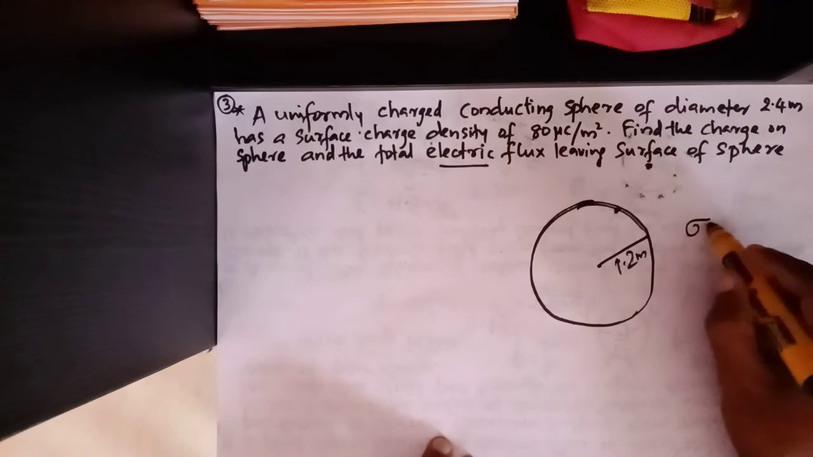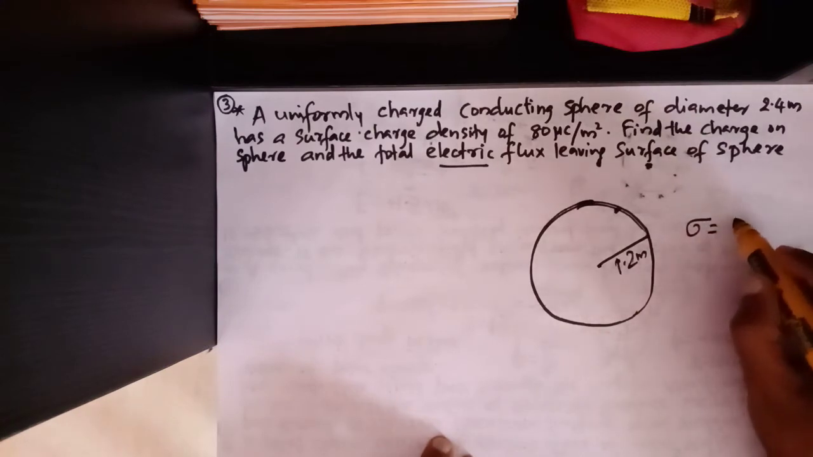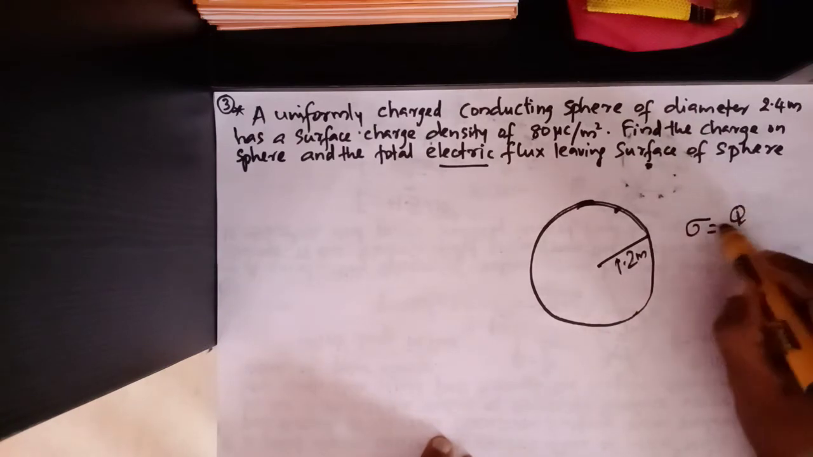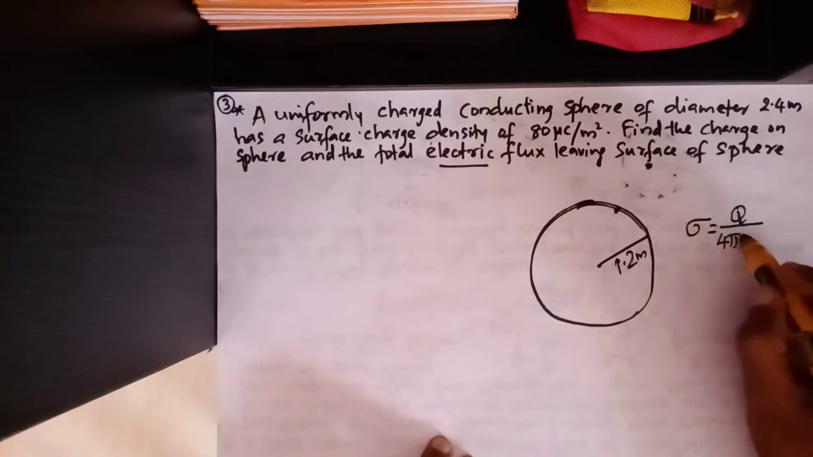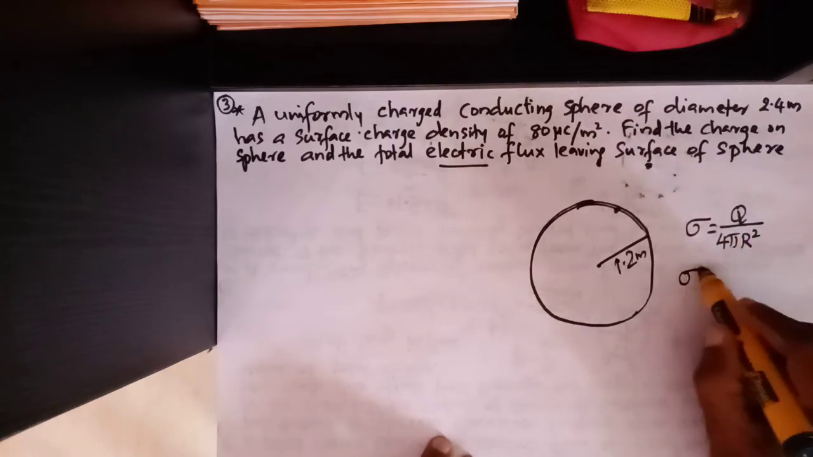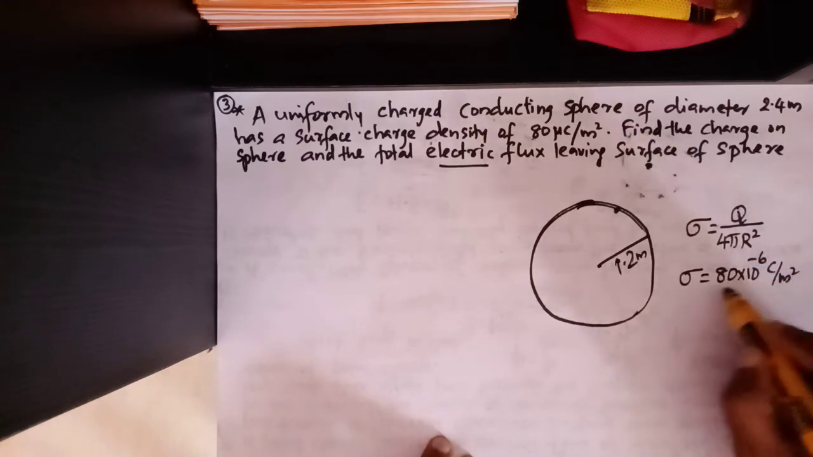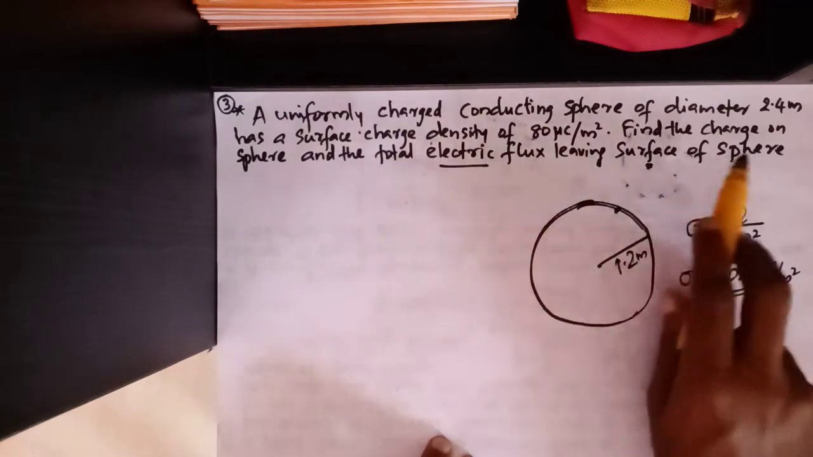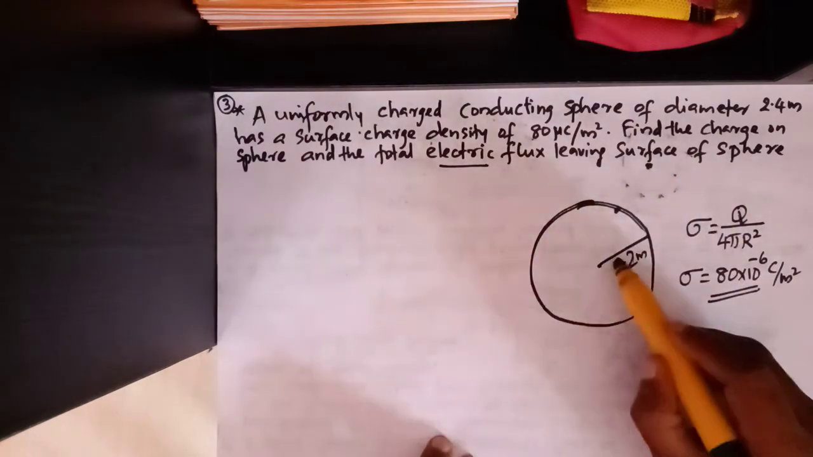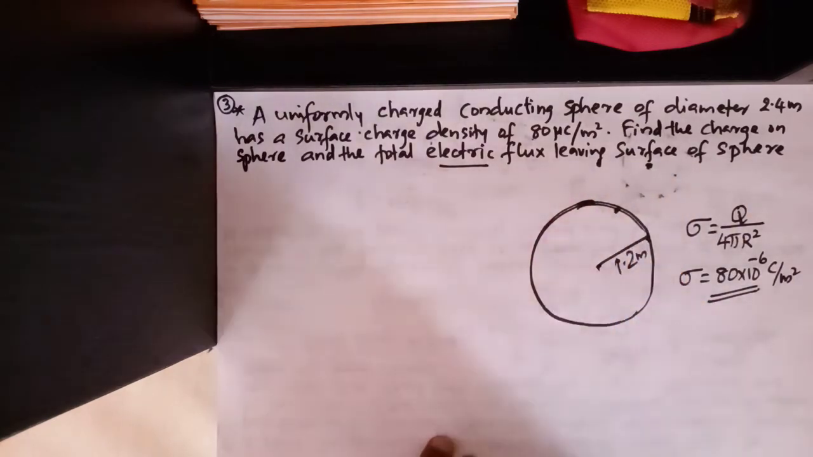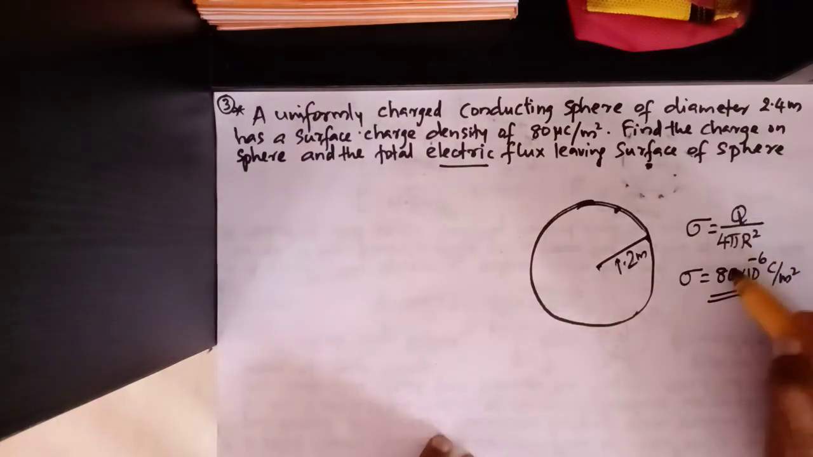What is charge density? Charge density is equal to charge by surface area, which is 4 pi r square. What is the value of sigma here? 80 microcoulomb, that is 80 into 10 raised to minus 6 coulomb per meter square. So we have the charge density. We need to find the charge on the sphere. What is the radius of the sphere? 1.2 meters.